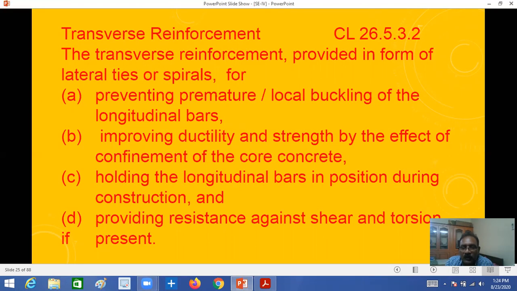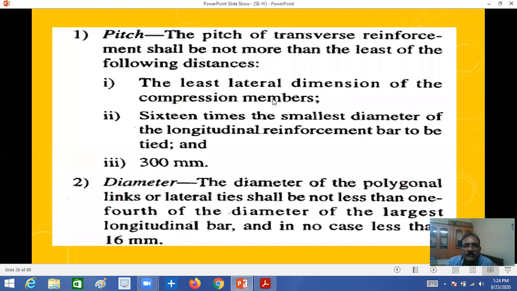longitudinally when you are pouring the concrete in the shuttering of the columns, and they provide resistance against shear and torsion, if present. Next we see the pitch of the transverse reinforcement.